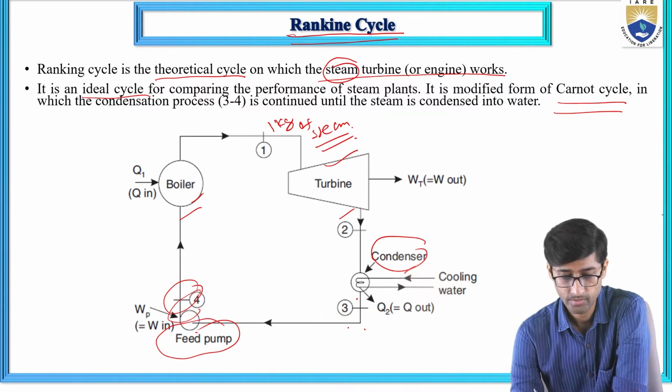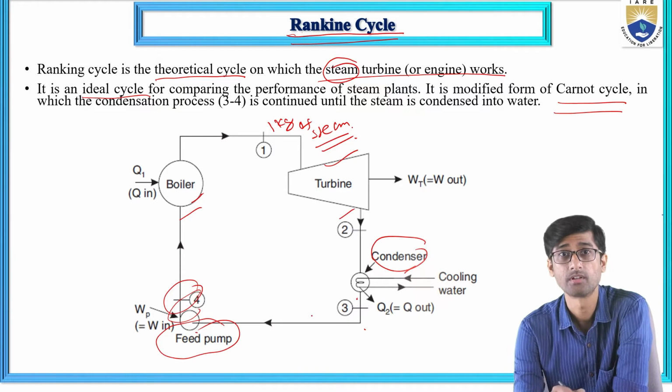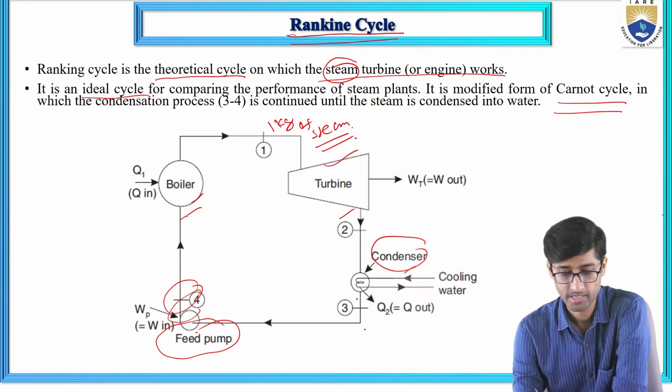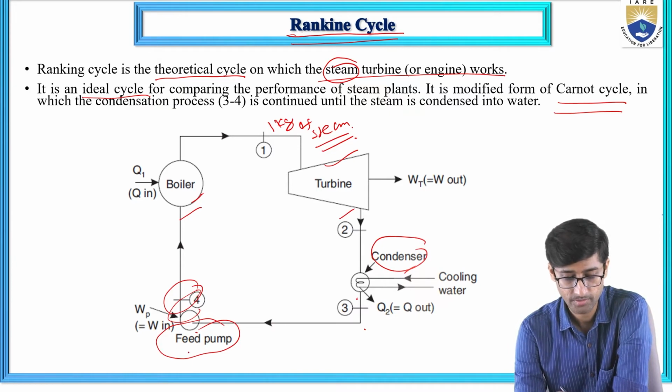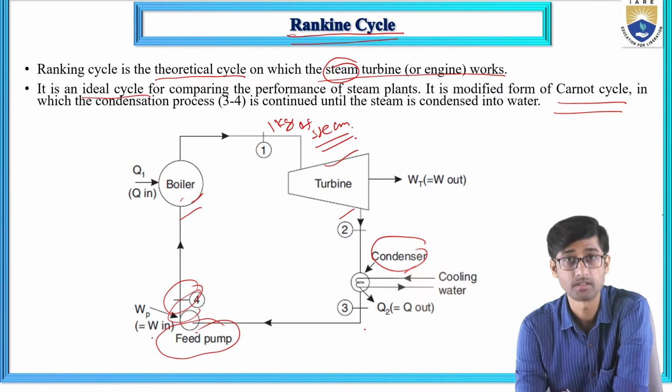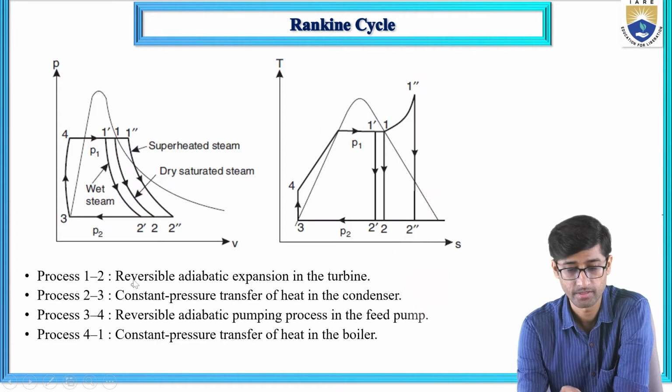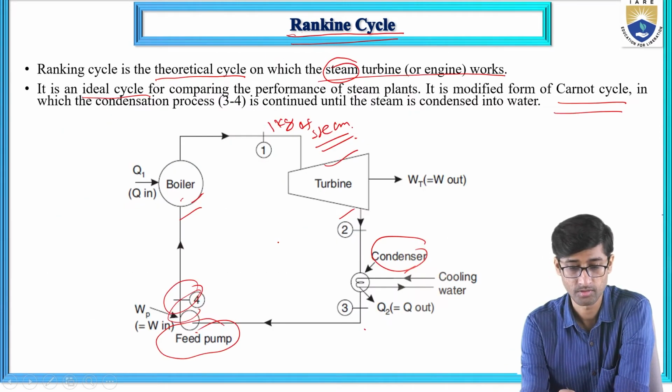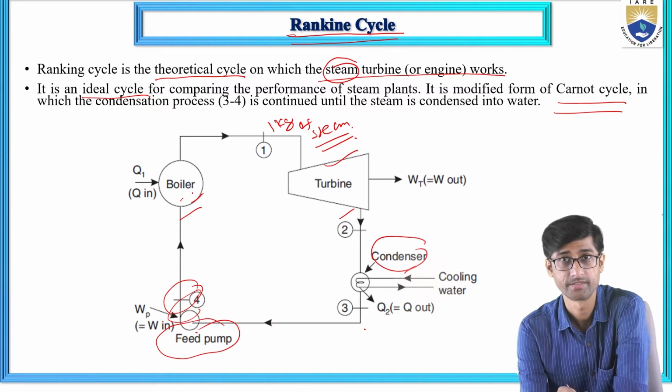Now this saturated liquid is going to the boiler. How is it going to the boiler? It is raised by the feed pump. Using this feed pump, the saturated liquid is fed to the boiler, where we are supplying work to the pump. Now again, the saturated liquid goes into the boiler, where we are supplying heat.